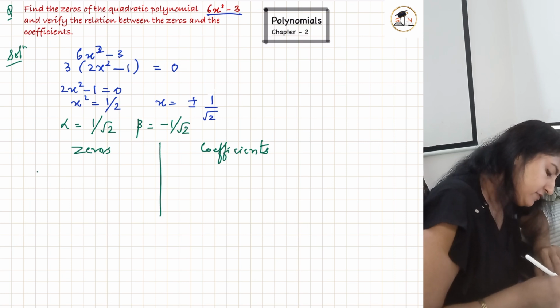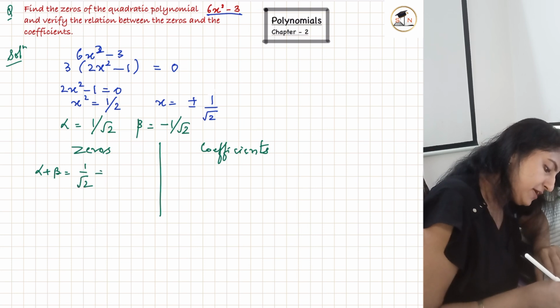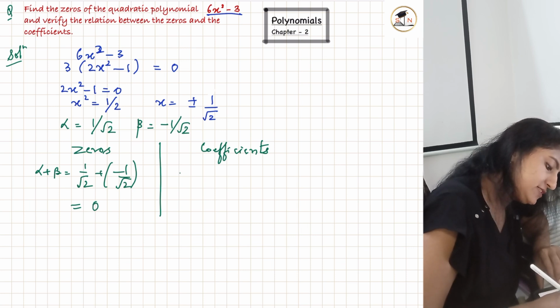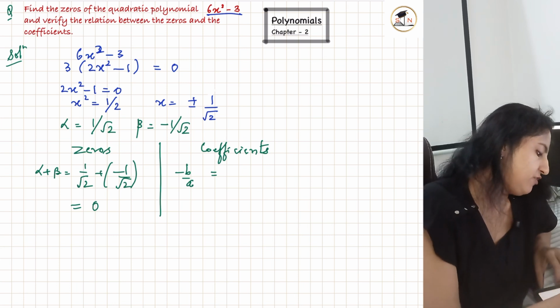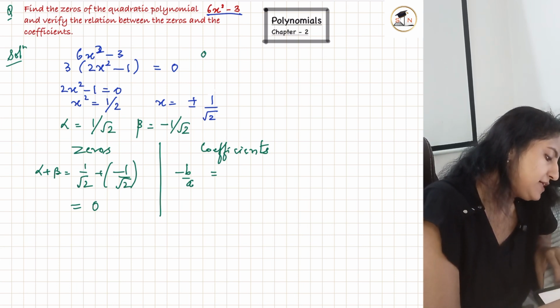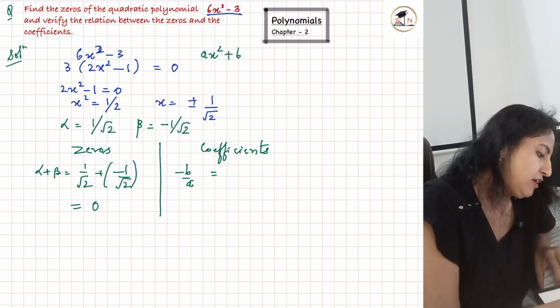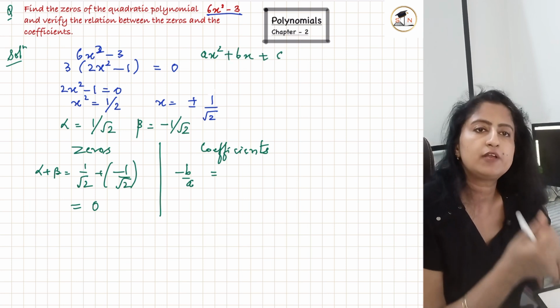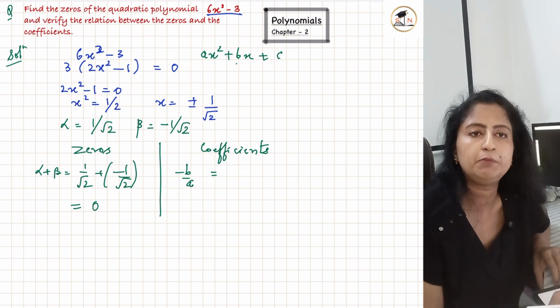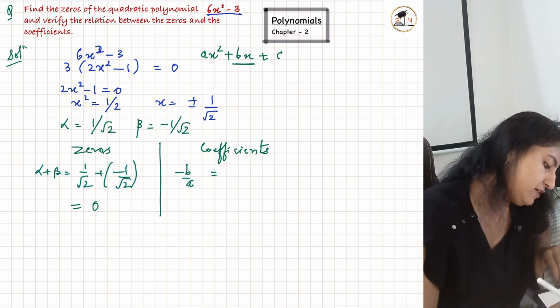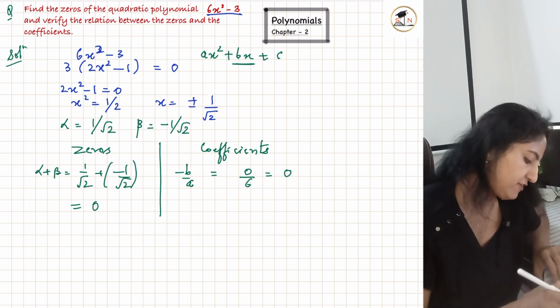Alpha plus beta is 1 by root 2 plus minus 1 by root 2. So this comes out to be 0. Now let's see about coefficients. Minus b by a. What was b over here? The polynomial is always of the standard form ax squared plus bx plus c. If we see this polynomial, we have a term for x squared, we have got a constant, but we do not have anything with respect to the middle term, which is bx. Hence, b is 0 over here, a is 6, but that results only in 0. So alpha plus beta is verified.